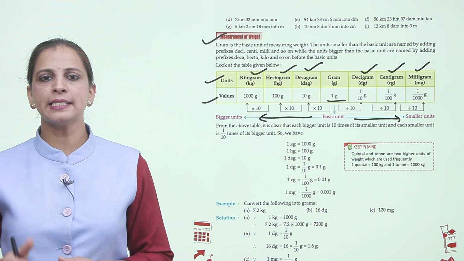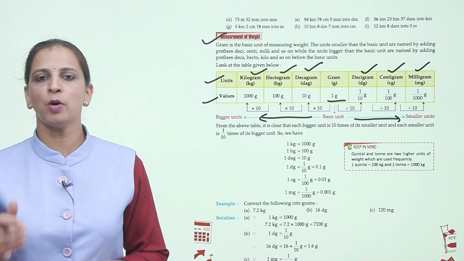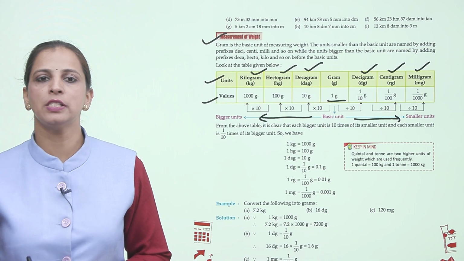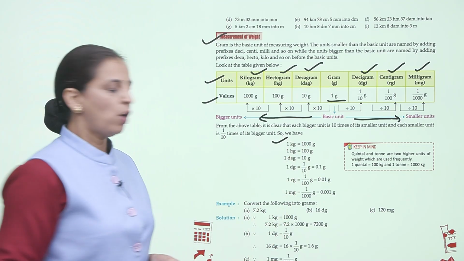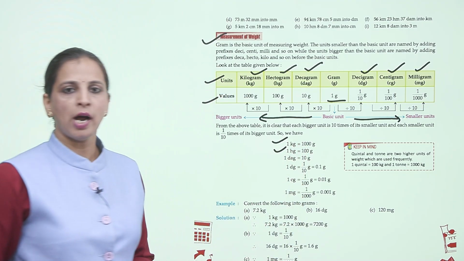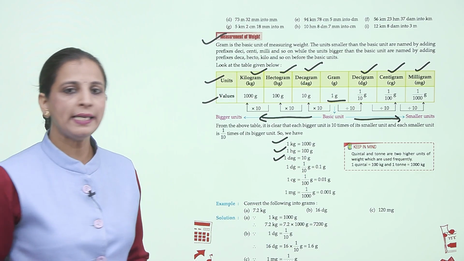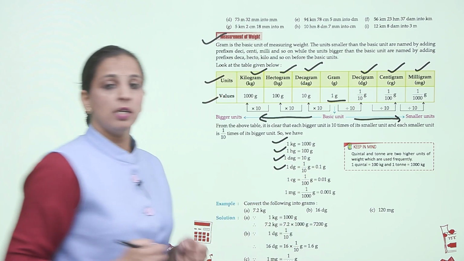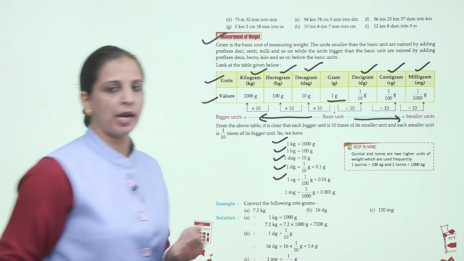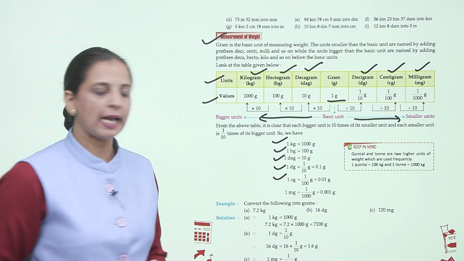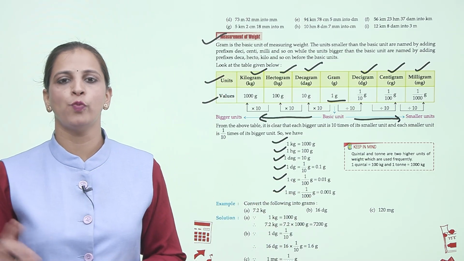From the above table, it is clear that each bigger unit is 10 times of its smaller unit and each smaller unit is 1 by 10 times of its bigger unit. So, we have 1 kilogram is equal to 1000 gram, 1 hectogram is equal to 100 grams, 1 decagram is equal to 10 gram and 1 decigram is equal to 1 upon 10 gram, that is 0.1 gram. 1 centigram is equal to 1 upon 100 gram, that is 0.01 gram. 1 milligram is equal to 1 upon 1000 gram, that is 0.001 gram.